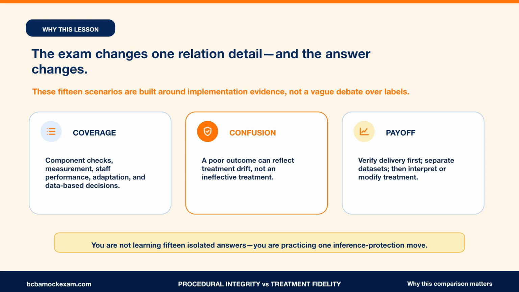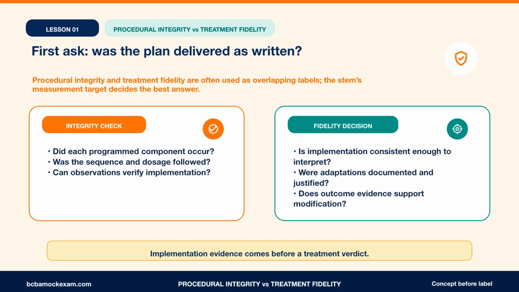This is a focused concept plus questions lesson, not a complete review of every task in the published outline. First ask, was the plan delivered as written? Procedural integrity and treatment fidelity are often used as overlapping labels. The stem's measurement target decides the best answer. Implementation evidence comes before a treatment verdict.